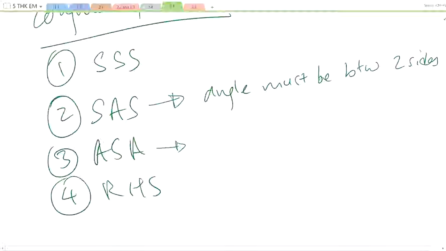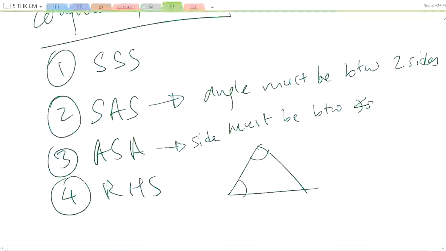ASA test, number 3. 2 angles and 1 side. What about the side in this case? Okay, side must be between angles.